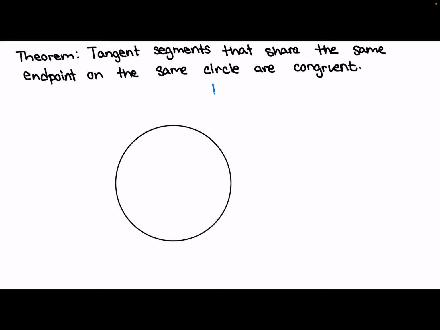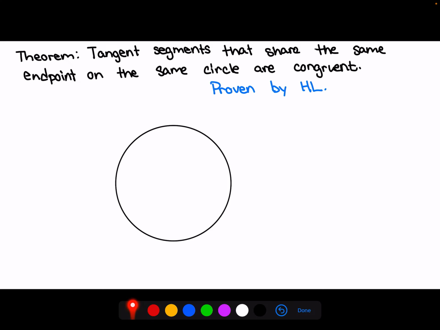This can be proven using HL. Again, HL being hypotenuse leg. So if you remember way back when we were doing triangle congruency, HL is hypotenuse leg. We must have a right angle, and then we need the hypotenuse in both triangles and one of the legs in both triangles to be congruent.